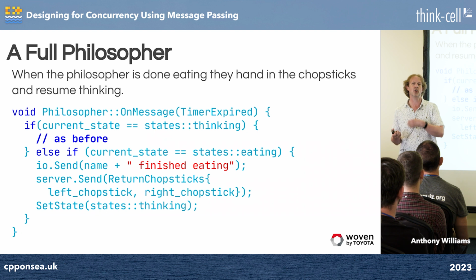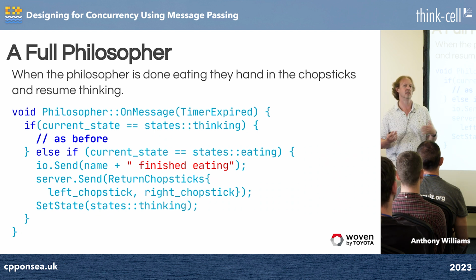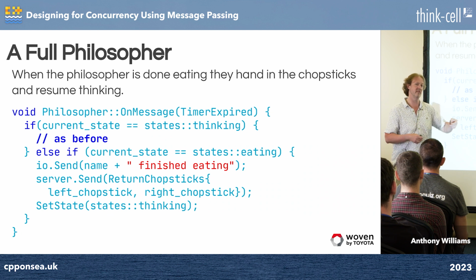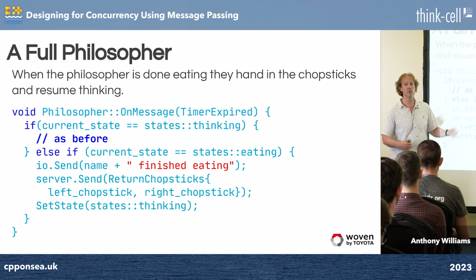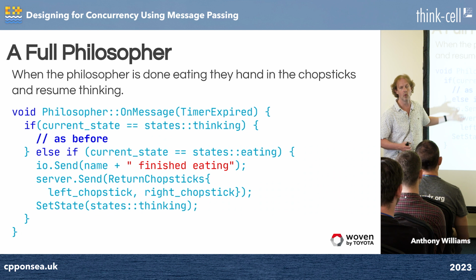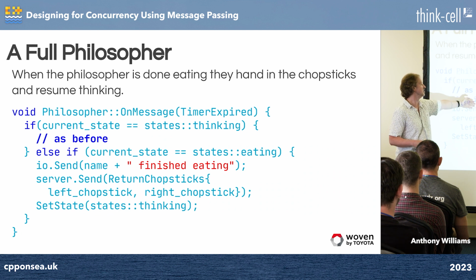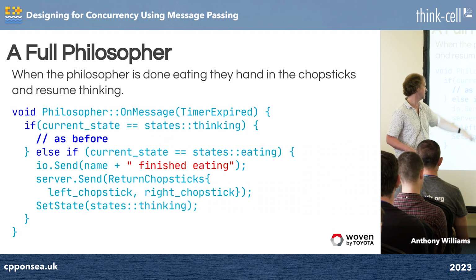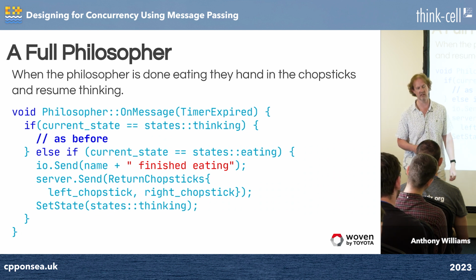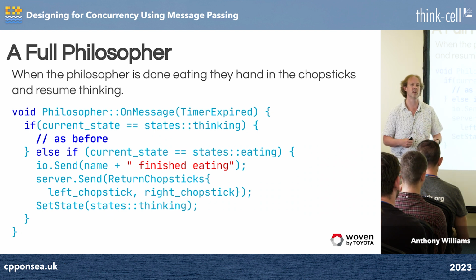Because we haven't put any data in our timer expiry messages, our message handler for timer expiry is a little bit more complicated, because we now need to deal with having finished thinking or having finished eating. So we have to do a state check. Here we've just got an if and else. If you've got multiple states, you might want that to be a switch case or potentially something else. But again, we just check the current state. If we're eating, then we can hand in the chopsticks, send the return chopsticks message, and then change the state. Now we're thinking again. So lots of tiny little bits that put everything together.